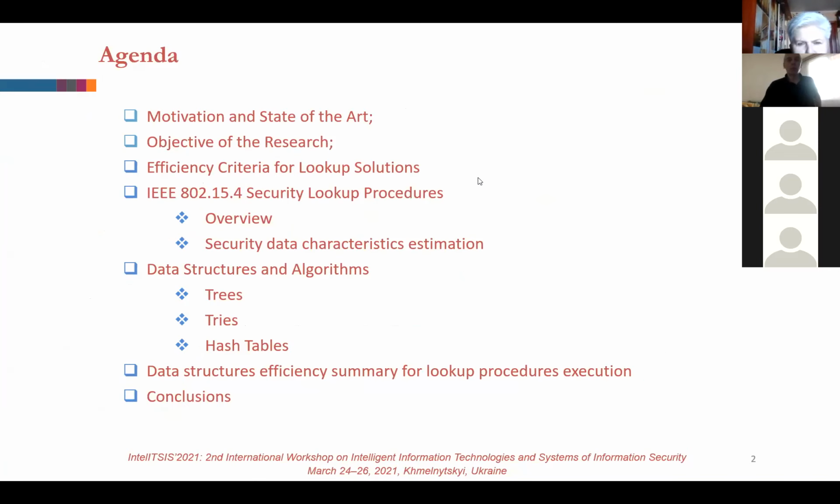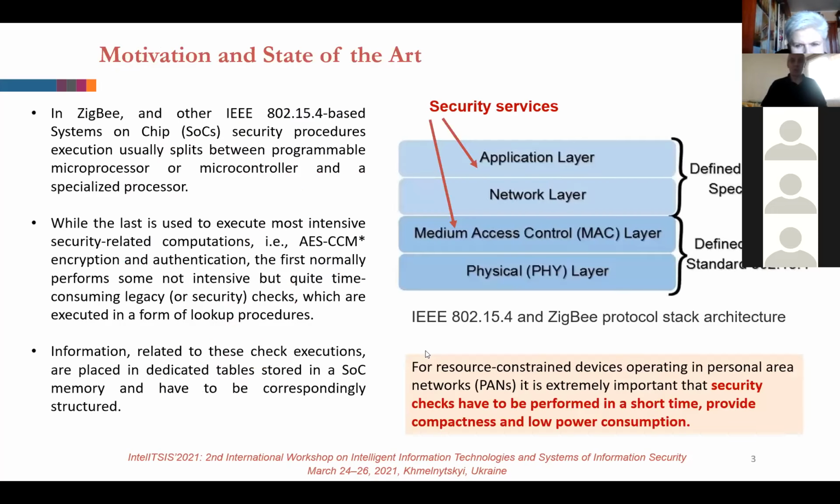The plan for this report is the following: the motivation, state of the art, objective, efficiency criteria. We will overview these procedures, estimate the characteristics, and present some data structures and algorithms that we have analyzed. Afterwards, we conclude with these data structures and provide a summary. The first is motivation.